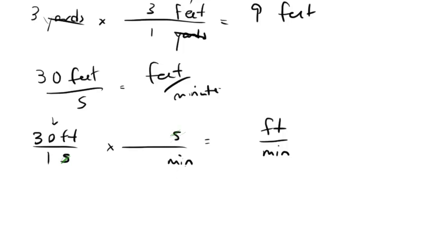Well, do we know a conversion between minutes and seconds? Sure we do. We know there's 60 seconds per minute. And there we go. We just multiply across. This will be 1,800 feet per minute. So that's an example of sometimes we want to get rid of something on the bottom, especially if we've got this mixed unit like feet per second.